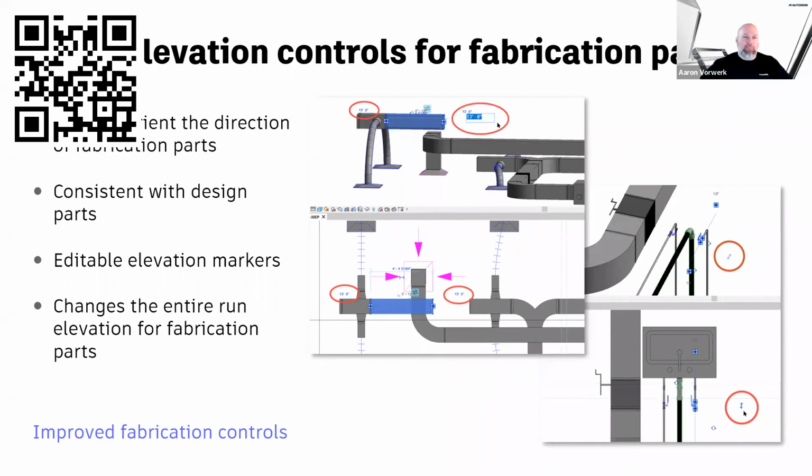Great, thanks, Aaron. Yes, Revit 2023 adds flip and elevation controls for fabrication parts. Flip controls make fabrication parts more efficient and now more consistent with design parts. Elevation controls for straight segment fabrication parts now use an interactive in-canvas elevation marker. These are editable to control elevations on fabrication parts. Changing the elevation will move the entire run, unlike design elements, which apply a slope to the run. These improvements to flip and elevation controls on fabrication parts will help you detail more efficiently in Revit 2023.